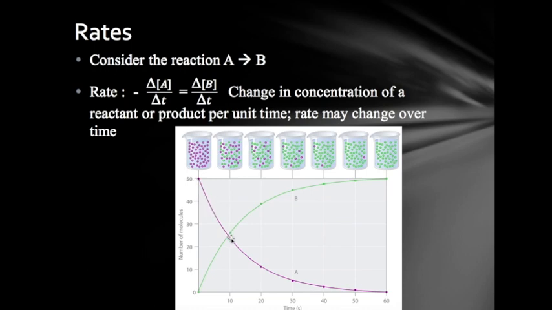A is declining rapidly, B is growing rapidly, because at the beginning these curves have steep slopes. But then as time goes on, the slopes get shallower and shallower. My change per time gets smaller and smaller. So here we would say that the reaction is slowing down as time goes on.